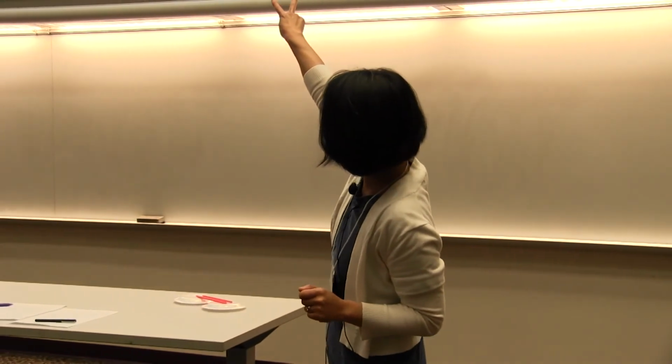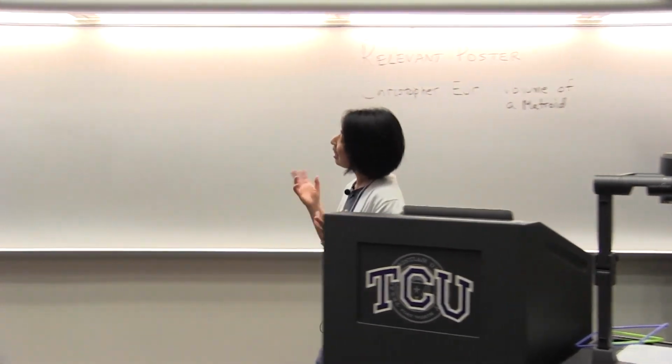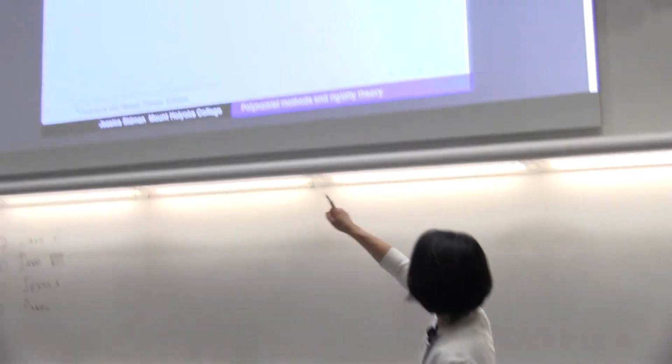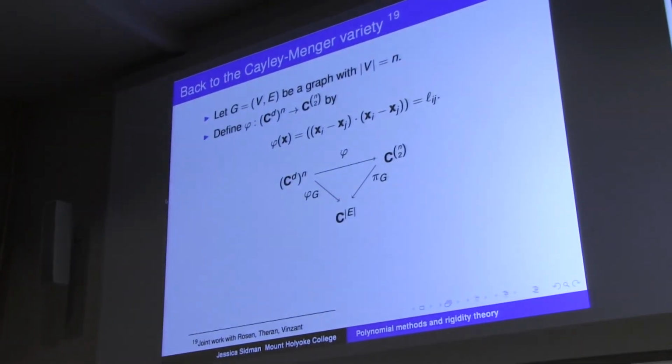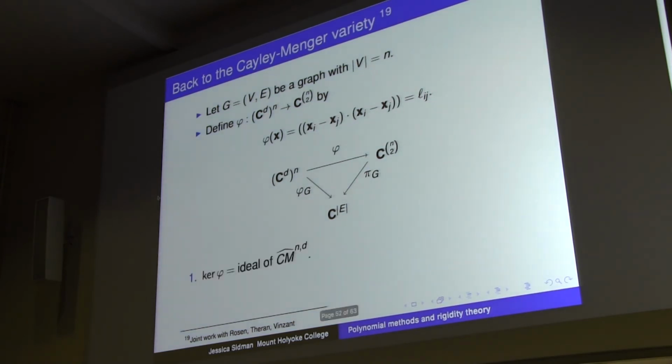So these are just the quadratic distance polynomials, and my Lij's are the same as David's Lij's. They're the length squares. And then I like to think of it, though, in this map that's a little triangle, where phi is for the complete graph on n vertices. But then I can project it. If I have my given graph, I can project down to the space whose coordinates span the edges of my graph. And I can also just do the composition of those 2 maps, right? So the kernel of phi is the ideal of the Cayley-Menger variety. I'm using David's notation.